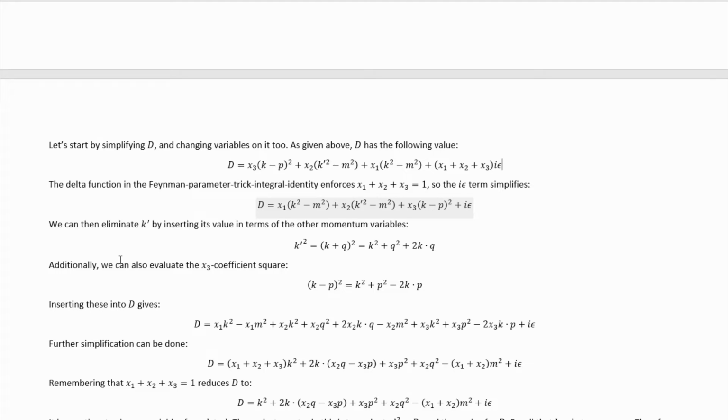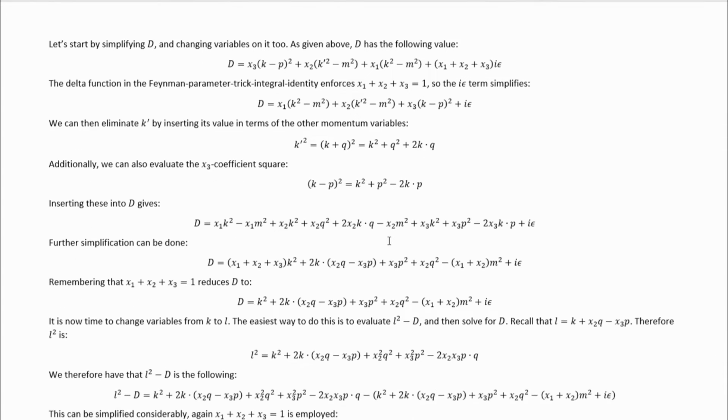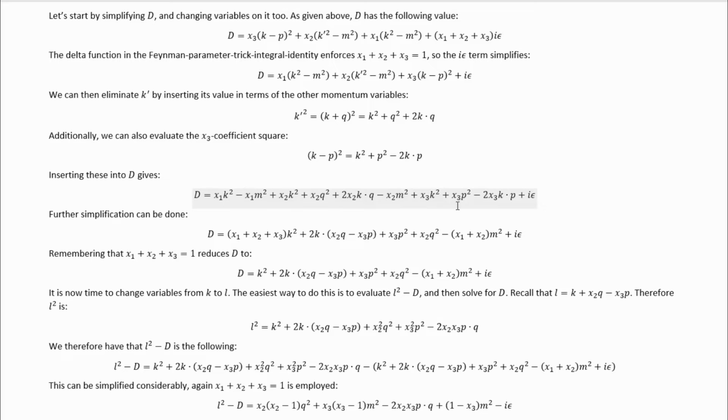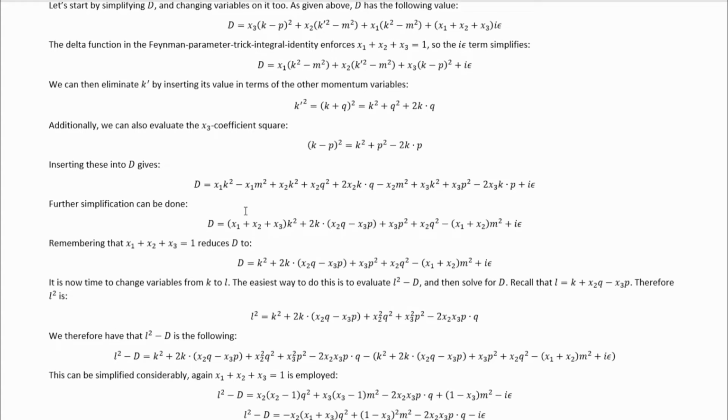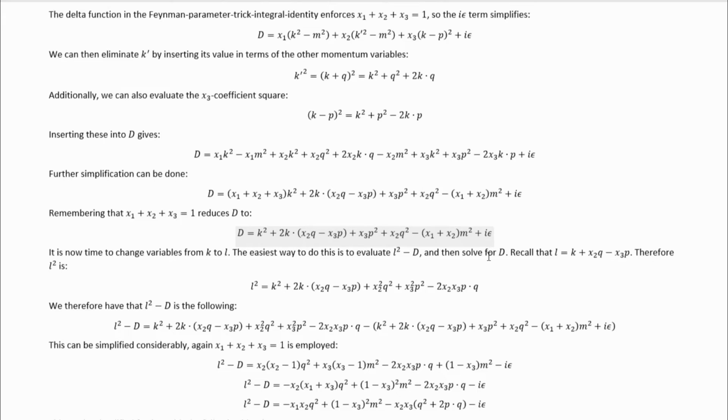We can then eliminate k prime by inserting its value in terms of the other momentum variables. We see that k prime squared shows up, so we can compute k prime squared. Then we can do this square here, that's the x3 coefficient, which equals that. Inserting both of those things into d gives us this. We can simplify further, mostly by factoring, and we notice another one of these sums here, which via that same identity imposed by the delta function just equals 1, so it simplifies down to here.